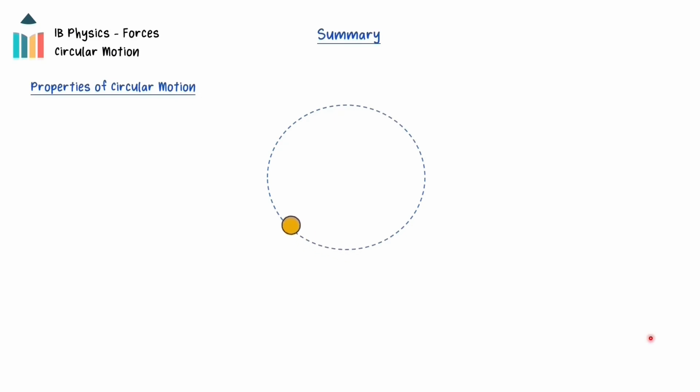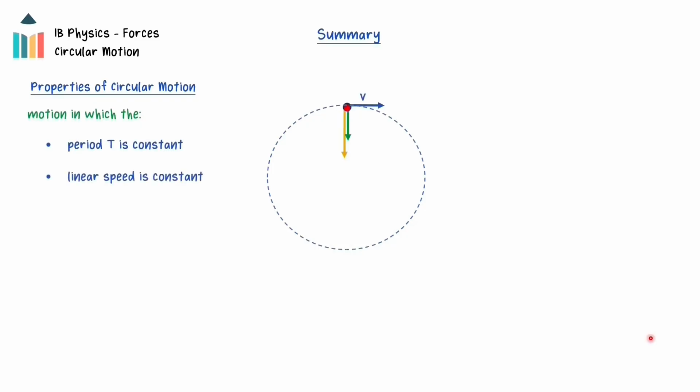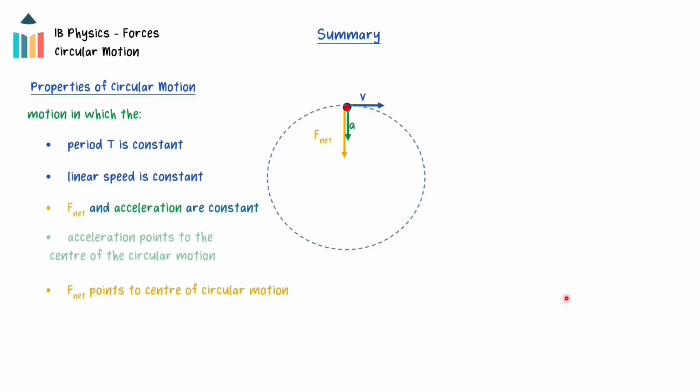In summary, uniform circular motion occurs when an object moves in a circular path with a constant period. The linear speed is also constant, but tangential to the circular path at any point. The net force and the acceleration are also constant, but the acceleration and the net force are always perpendicular to the tangential velocity and point towards the center of the motion.